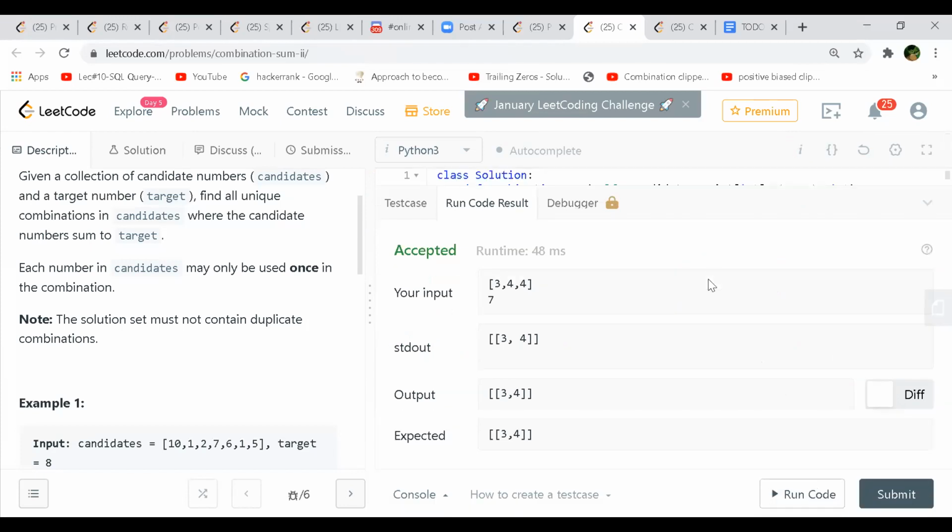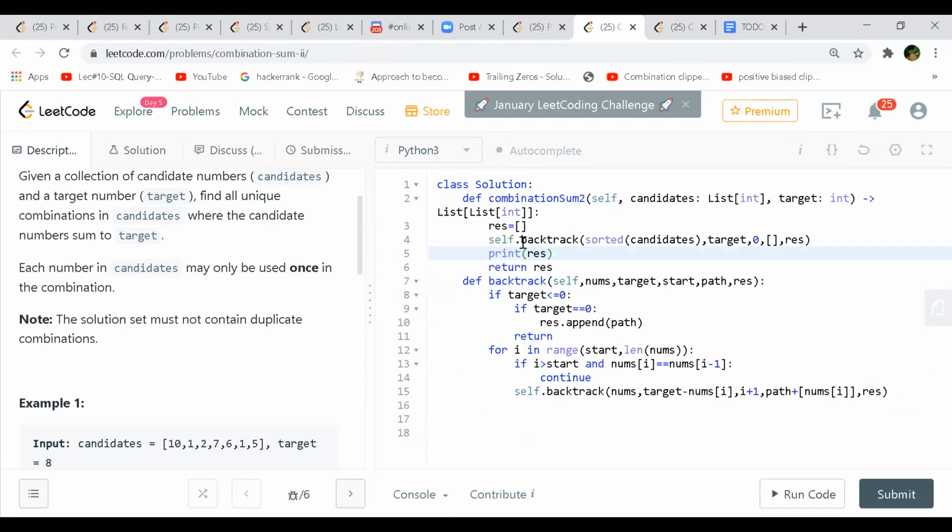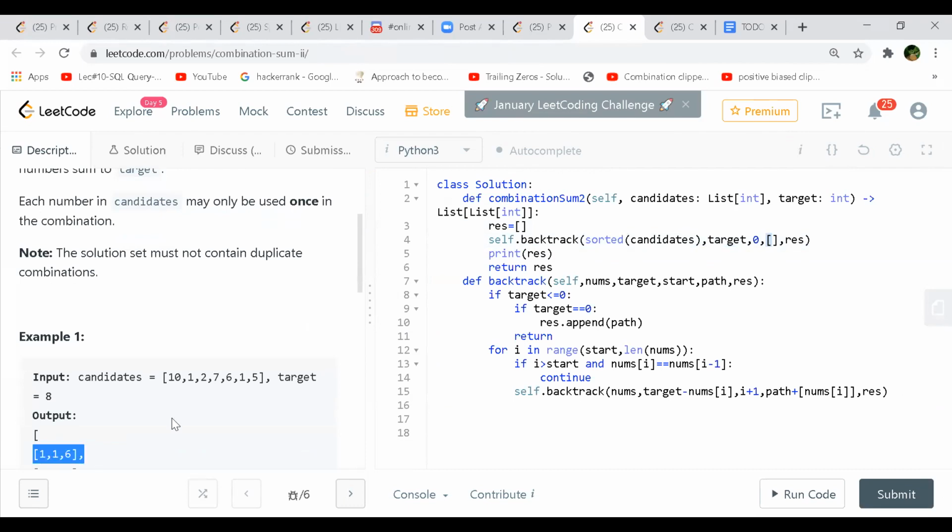Mine is the backtrack way only. So what I'm doing is creating a backtrack function, and I'm sorting the array, whatever target I'm giving, and the starting index. This is what will store the intermediate results, like 1 1 6 something, and this is your final result. So it will go here, and this is my terminating condition.